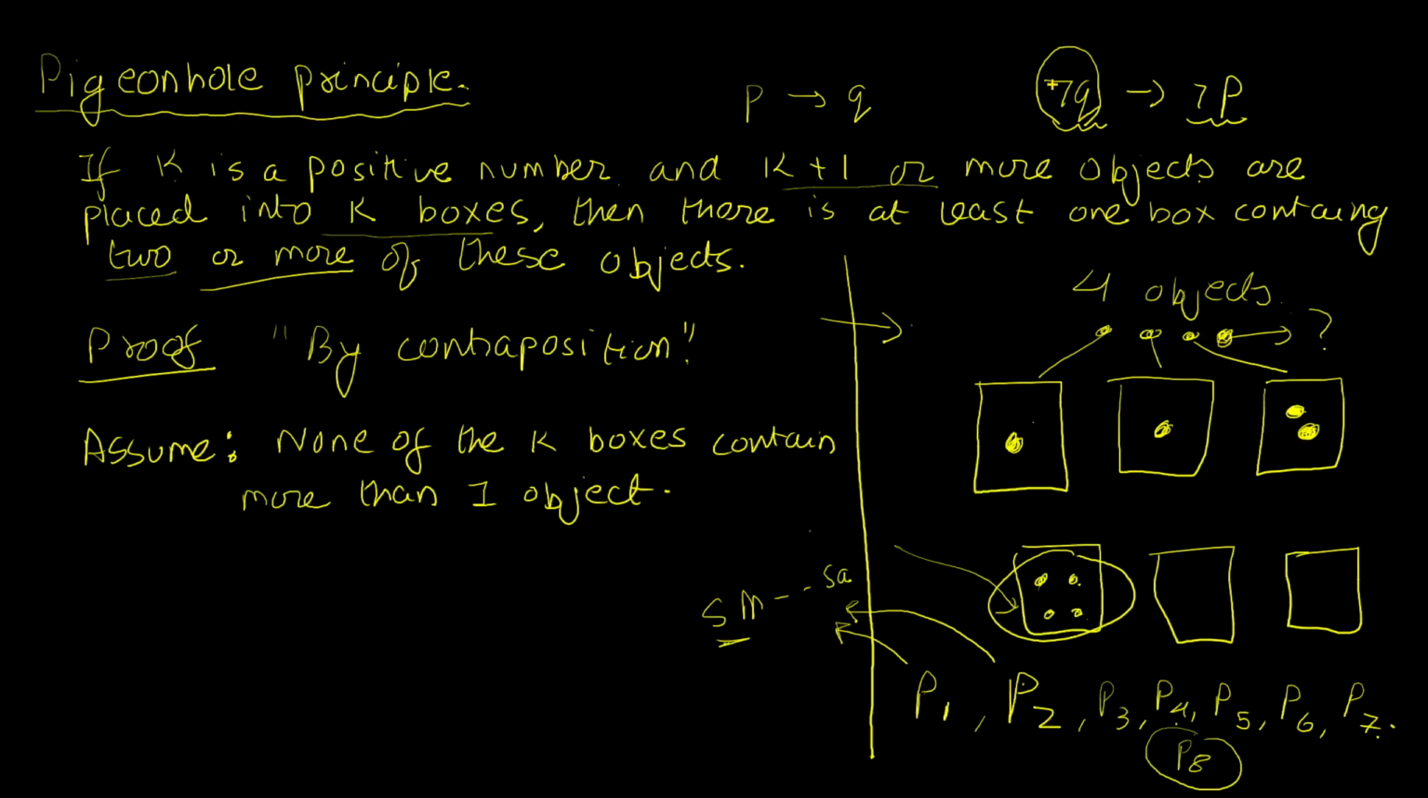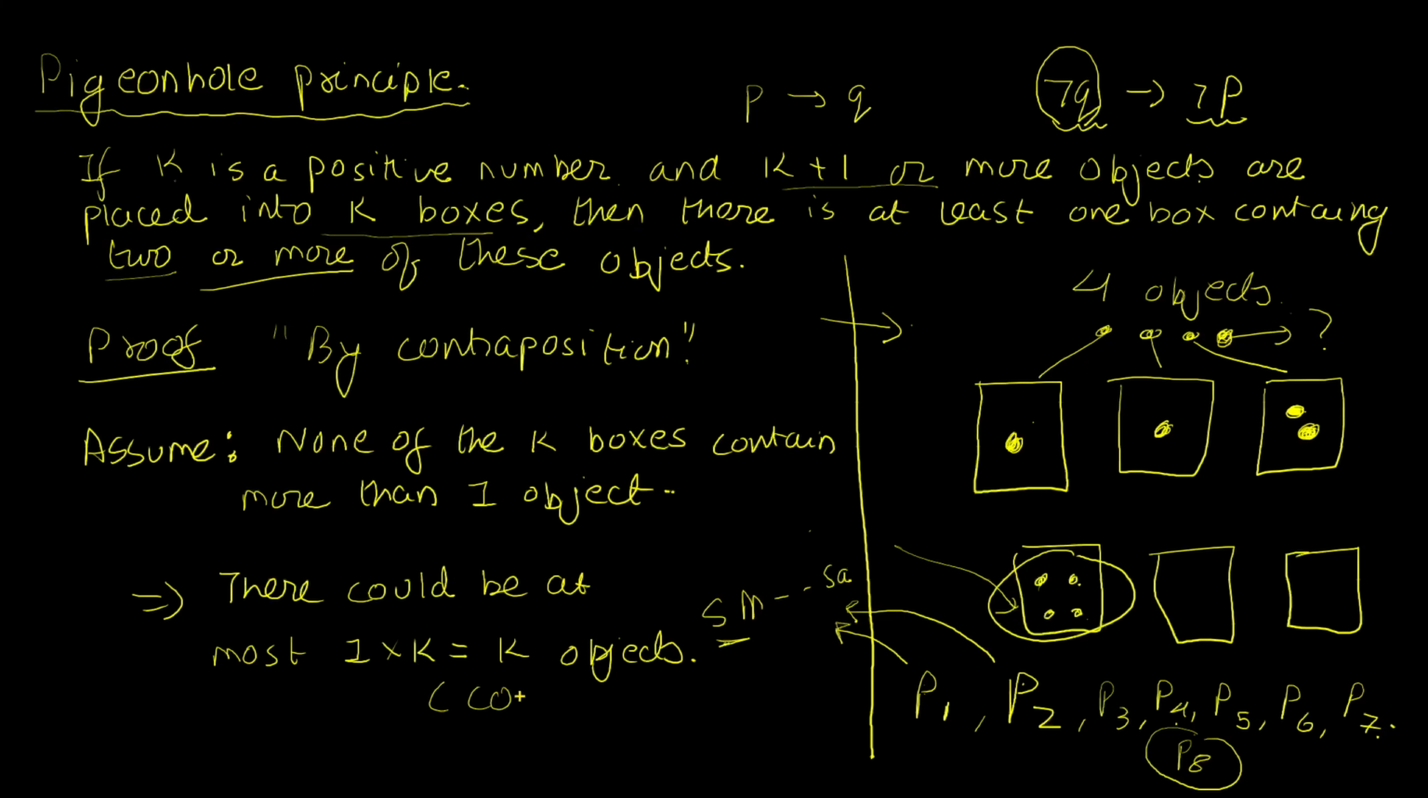And when we are saying not Q, we are saying that is false, right? None of these boxes contain more than one object. Now if none of the boxes contain more than one object, this implies that there could be at most k objects. And this should be pretty obvious. I have k boxes and none contain more than one object. So there could be at most k objects. So k is the maximum number of objects I could have in this situation. But we know that this is a contradiction. And why is that? It contradicts with my statement that assumes that there are k plus 1 or more objects.